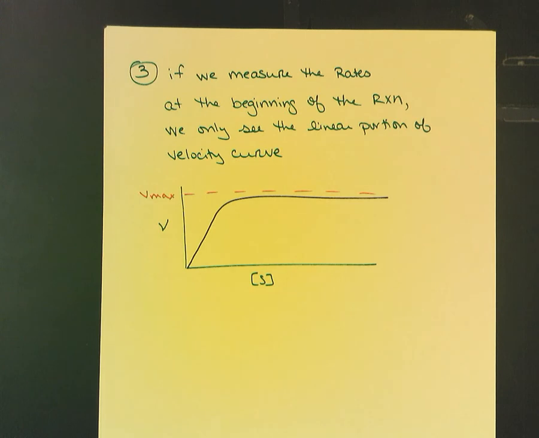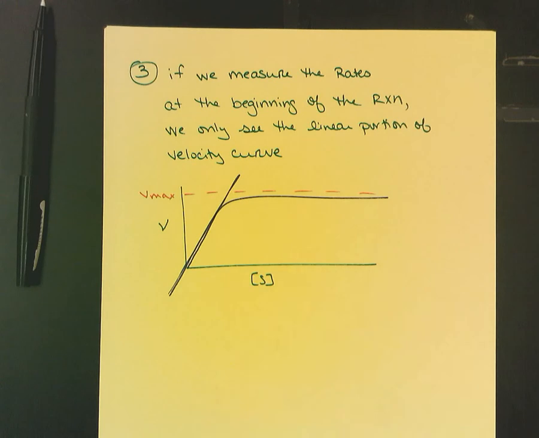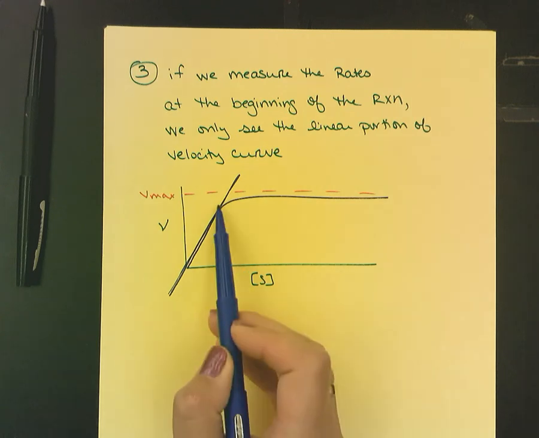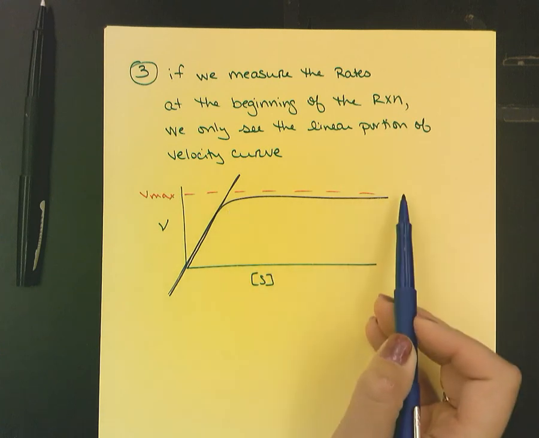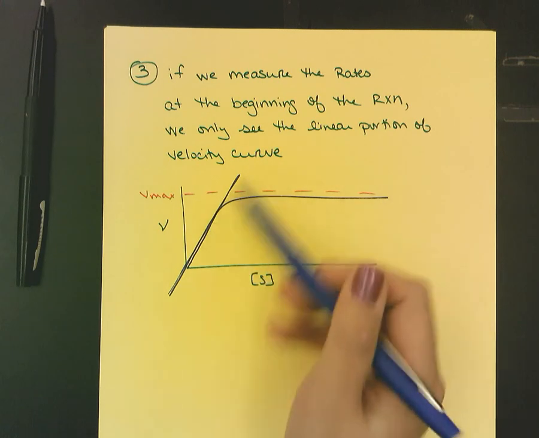So we will only measure the rates at the beginning of the reaction. So we only measure the rates in this very first part of the reaction, where substrate is still high compared to enzyme concentration, but we are not in the super high concentration where everything is pretty much Vmax. We measure in this part.